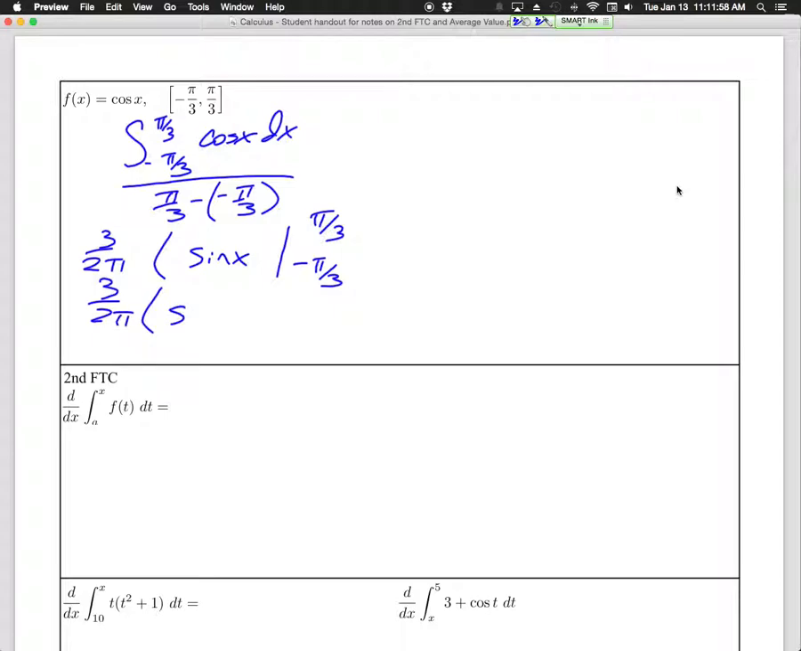So I plug in, we get sine of pi over 3 minus sine of negative pi over 3. What angle are we dealing with, pi over 3? 60. What's sine of 60? Square root of 3 over 2.